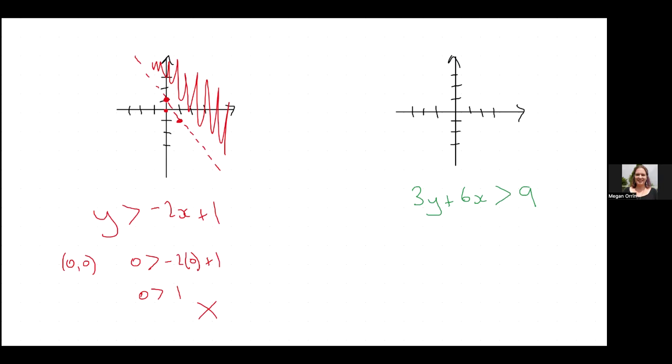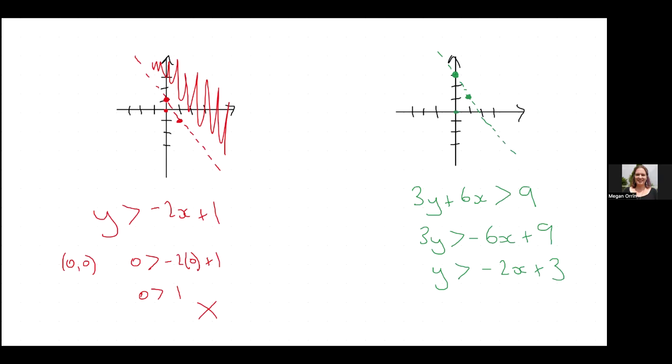So what am I going to move first? Minus 6x. And what do I do next? I think about this. Divide by 3. -2x plus 3. So I need to find plus 3. 1, 2, 3. My slope is -2, so I'm going to go down 2 over 1. Is this a solid line or a dotted line? All right, dotted line.